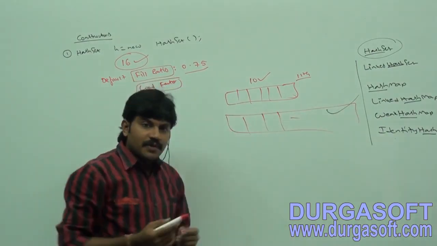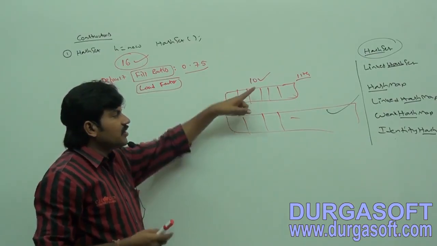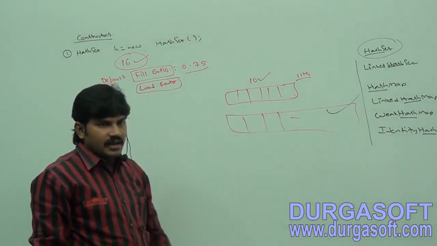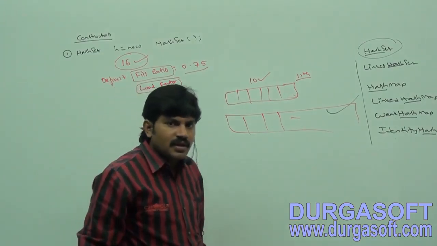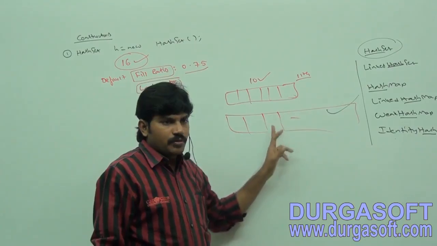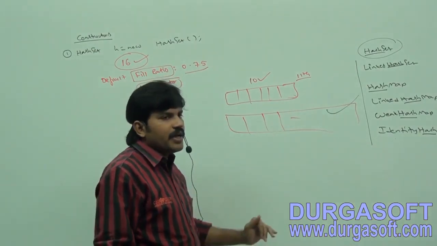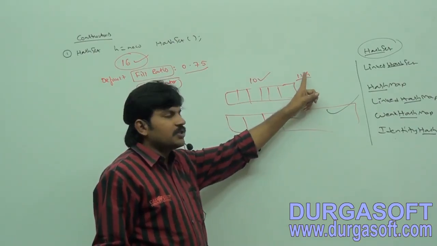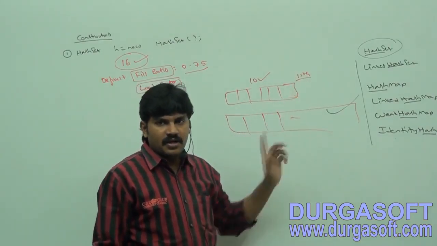Correct or not? Let me repeat once again. The default initial capacity of ArrayList is 10. After filling 10 elements, if I try to insert the 11th element, a bigger ArrayList object is created. So I have to wait until completing 100%. After that, if I try to insert a new element, then a bigger ArrayList object is going to be created.